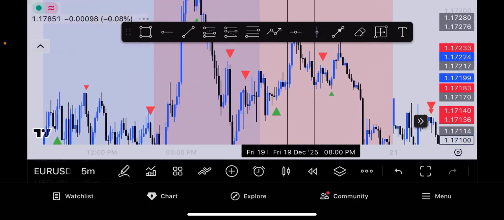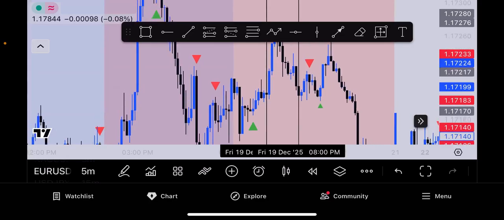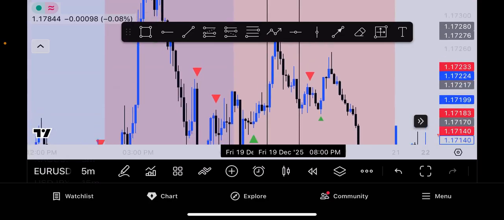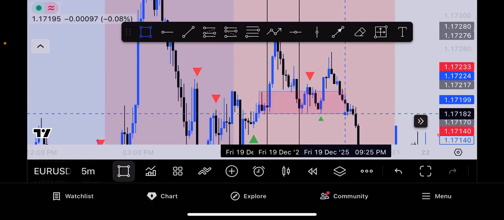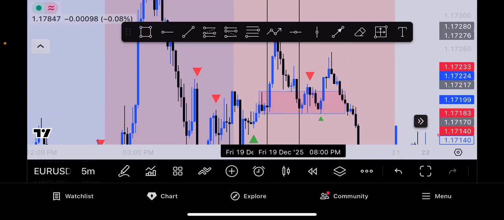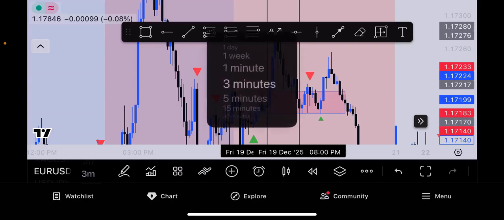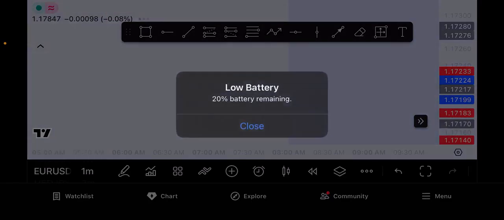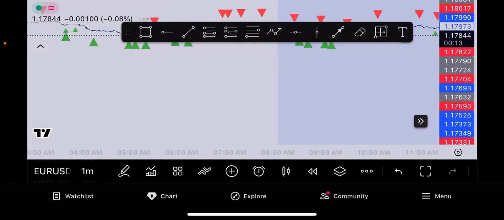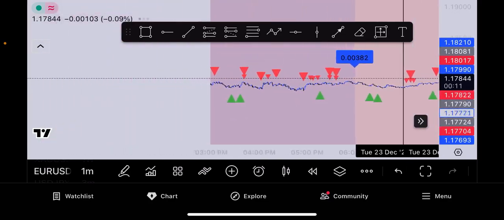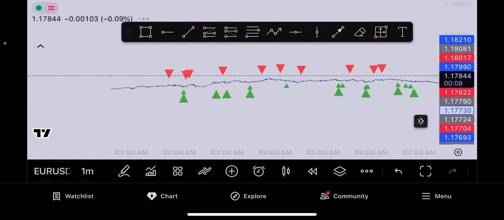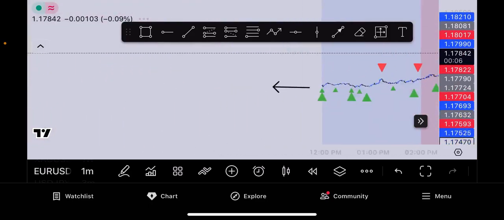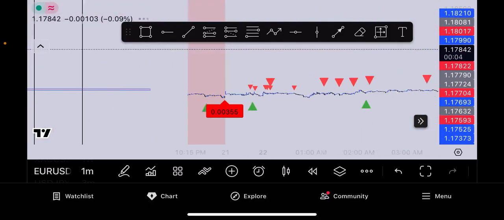So what is the structure the price created before we enter into 8 p.m.? This is the structure right here, the structure the price created before we come to 8 p.m. And the next thing you are going to do is jump into your 1-minute time frame to find the last bearish candle the price created before we get to 8 o'clock.